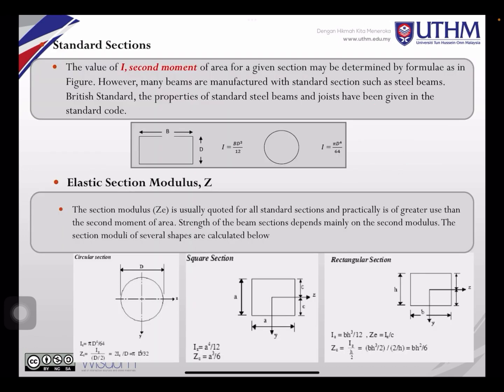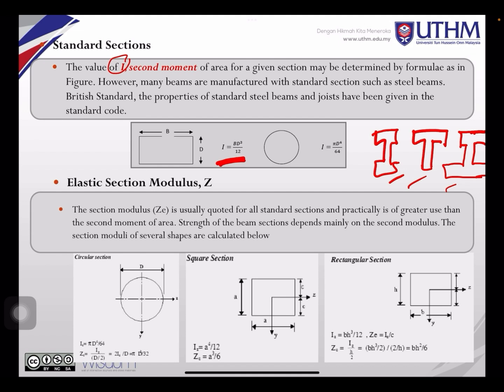The value of I, the second moment of area, for a given section may be determined by formula as in the figure. For a simple shape, you already have the formula, but for sections like I or T, or the I with this shape, you need to calculate. If the shape is simple like a rectangle or circle, you can straight away use the formula for I.